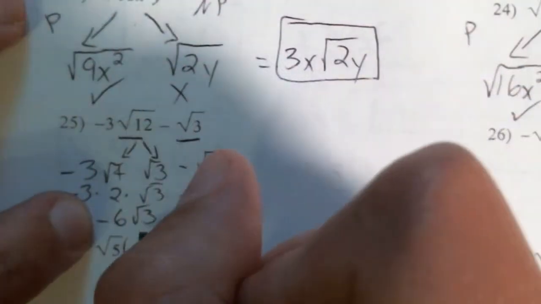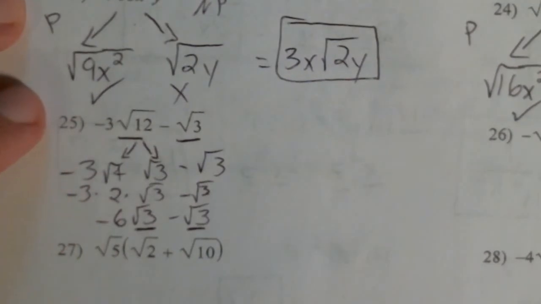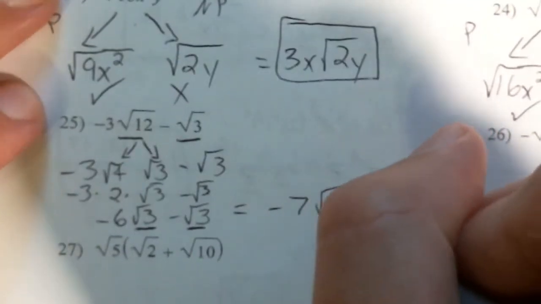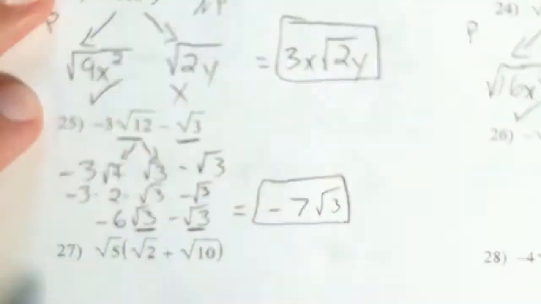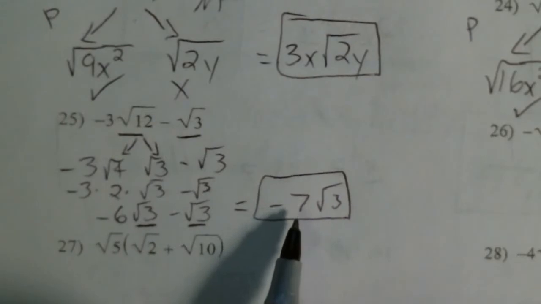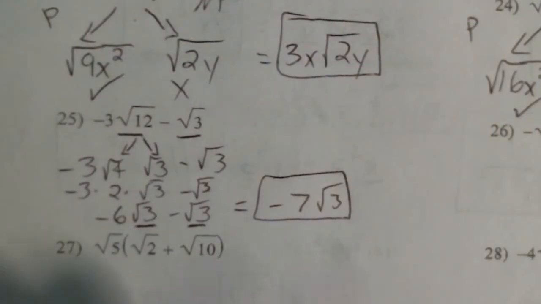And now I have apples and apples. Or dollars. I have -$6 minus $1. How many dollars do I have in my checking account? I have -$7, or -7 of these. I have -6 of these things minus 1 of these things. I have -7 of these things. Okay, so -7 root 3.